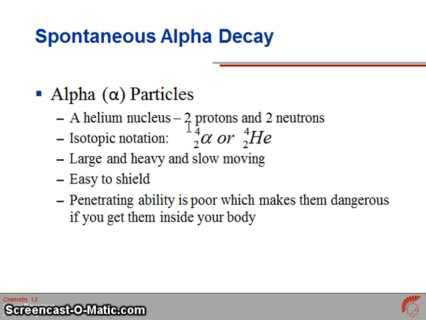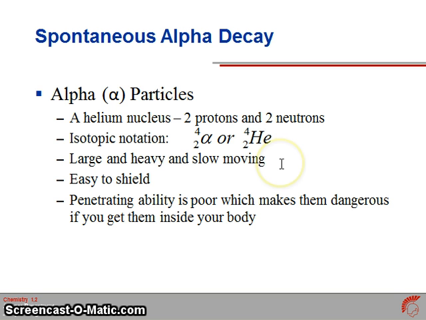Upper left, we have the mass number. In this case, it's 4 because we have 2 protons and 2 neutrons. Or we can write this, which resembles a helium nucleus. So we write it with the element symbol for helium. We have 2 protons and 2 neutrons as well, so we add those for our mass number. And you notice here that we don't have a charge on the upper right. That's because this is not an atom, this is a nucleus.